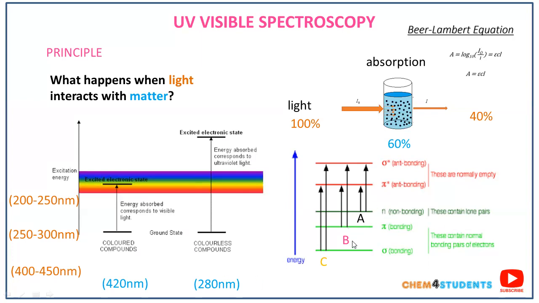If you're comparing each compound, compound A has less energy, so it requires less energy to be excited. Why? Because A is present in the n level, the non-bonding level, where lone pairs of electrons are present. There is no bonding here, and at the pi bonding and sigma bonding levels, paired and bonded electrons are present. These are the three important levels which are present in the ground state.